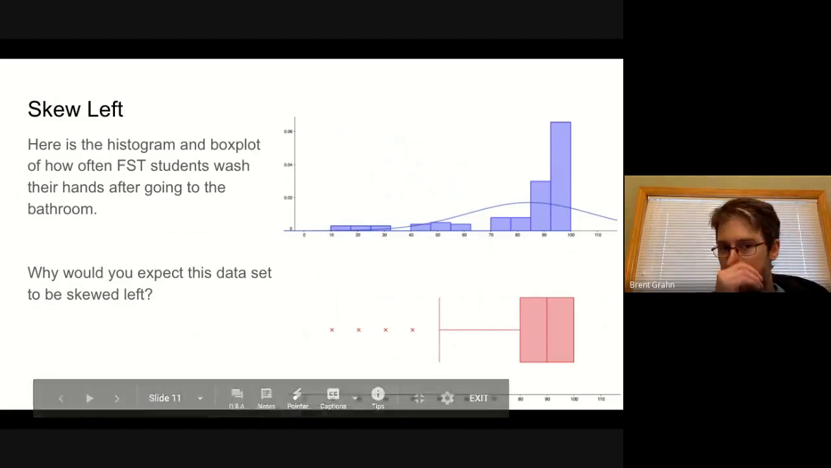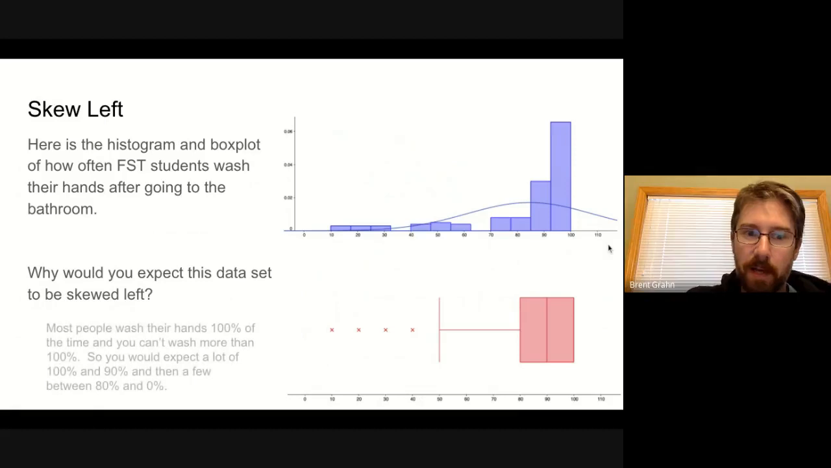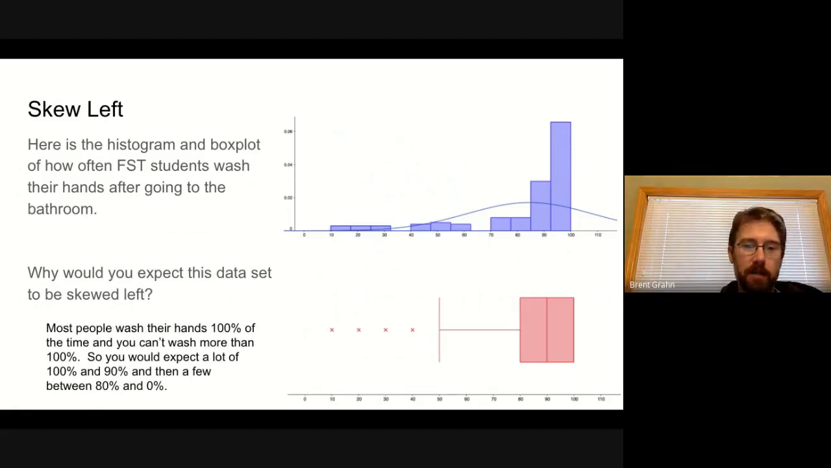So why would we expect this to be skewed left? Well, most people wash their hands 100% of the time, or at least 90% of the time, and you can't wash your hands more than 100%. So you'd expect a lot of hundreds and 90s, and then a few 80s and zeros, and you can't have any data on the other side of 100 that would help to balance out the people that are over on this side.